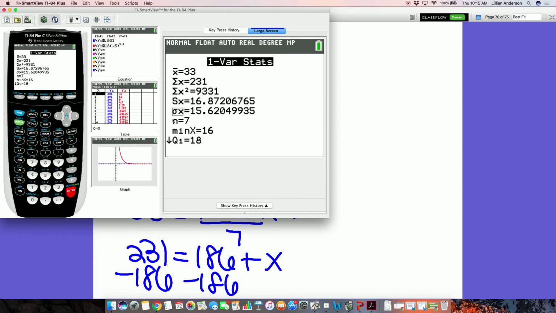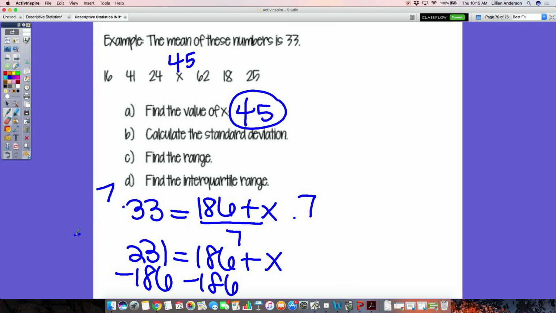Wait, does that represent minimum? No, this represents standard deviation. You get the mean, you go down. And yes, you do 3 significant figures. So what's my standard deviation? 15.6. So again, this symbol with the extra tail means standard deviation.